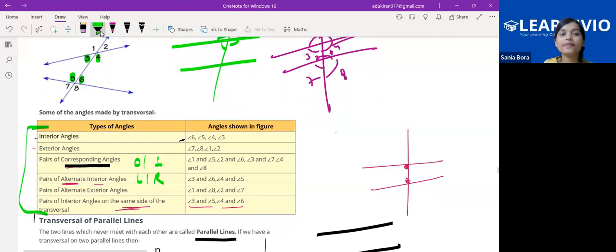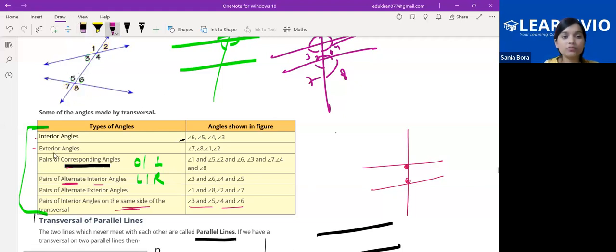Okay. And then the next one is exterior. Exterior means outside. So you can see 1, 2, 8 and 7. They are outside. So they are the exterior angles. Fine. Clear? Rida? Yes. Okay. Yes, ma'am. Now this is clear.